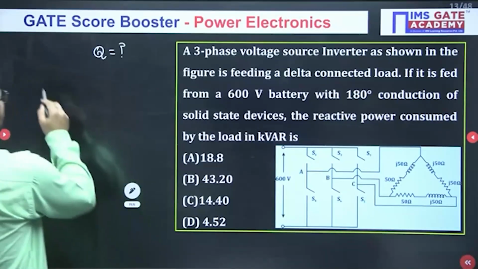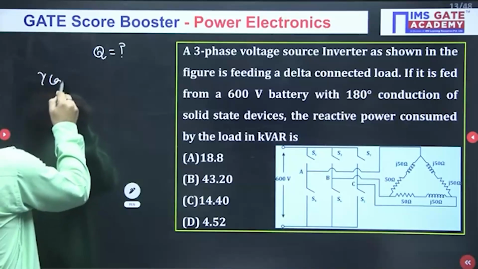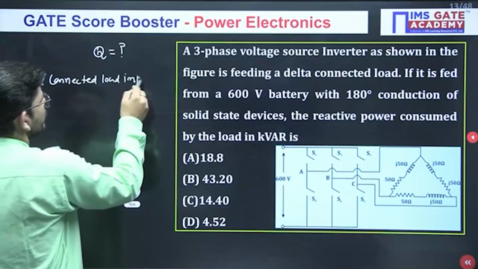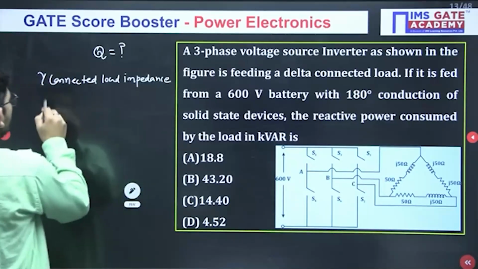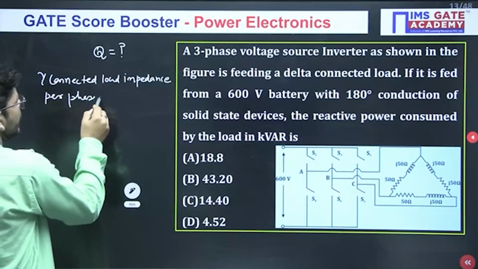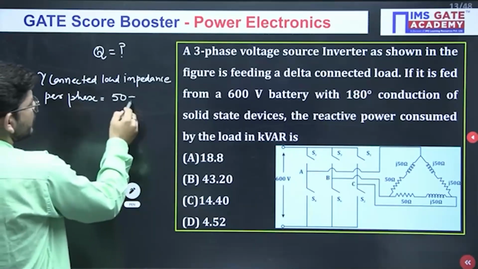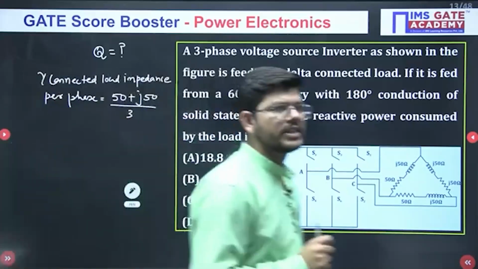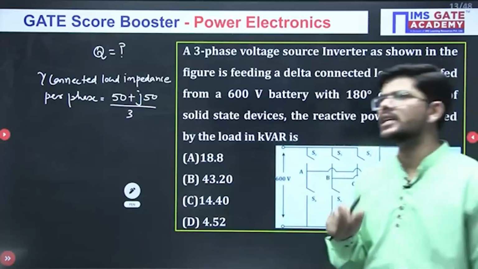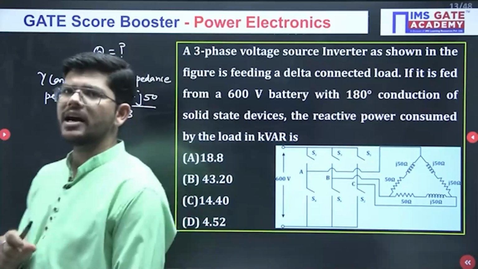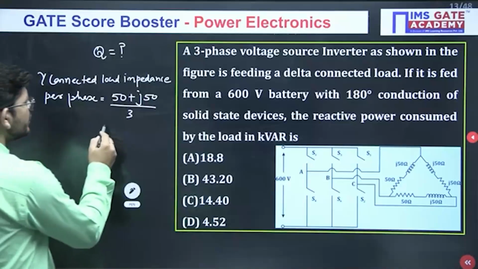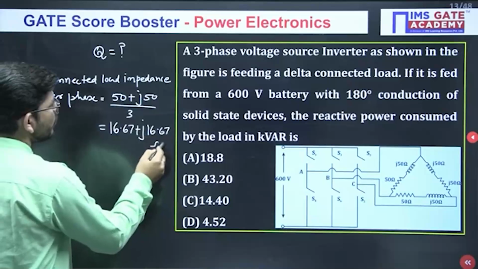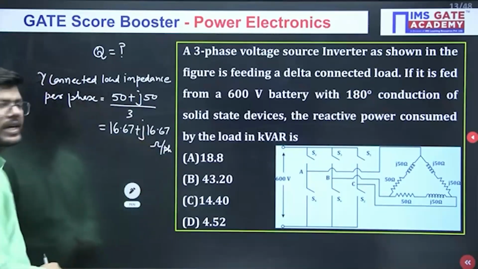Okay. So just see, a star connected load impedance per phase will be what? It will be the delta connected impedance per phase divided by 3. How am I getting this? If we have three same impedances connected in delta, their star equivalent per phase will be Z by 3, R by 3. Okay. So when you do this, what you will get? 16.67 plus j16.67 ohm per phase. Okay, this is what you will get.